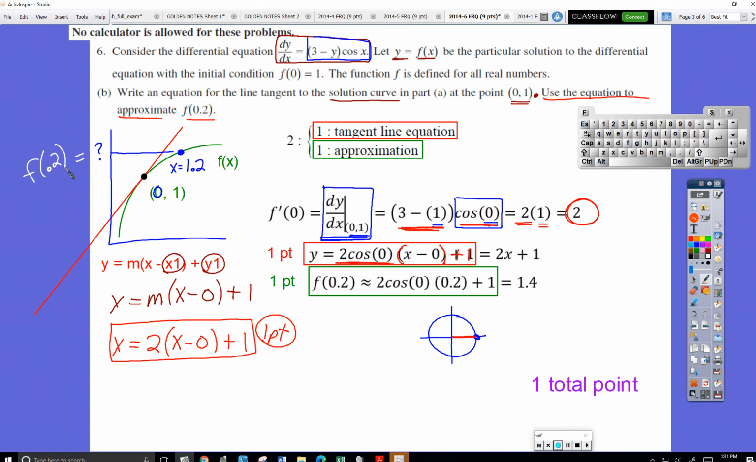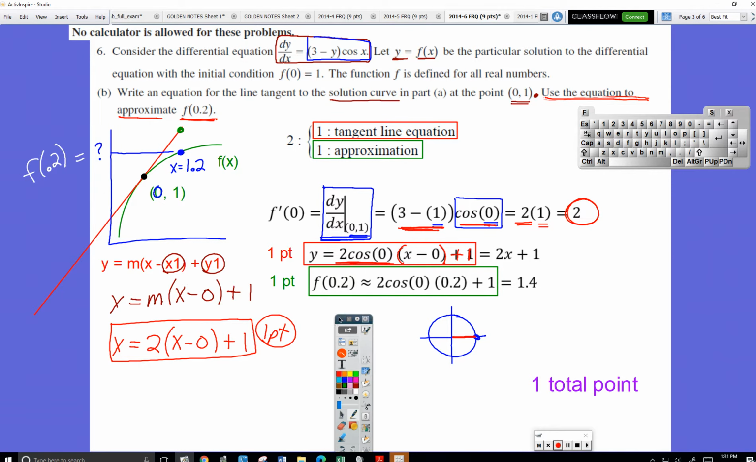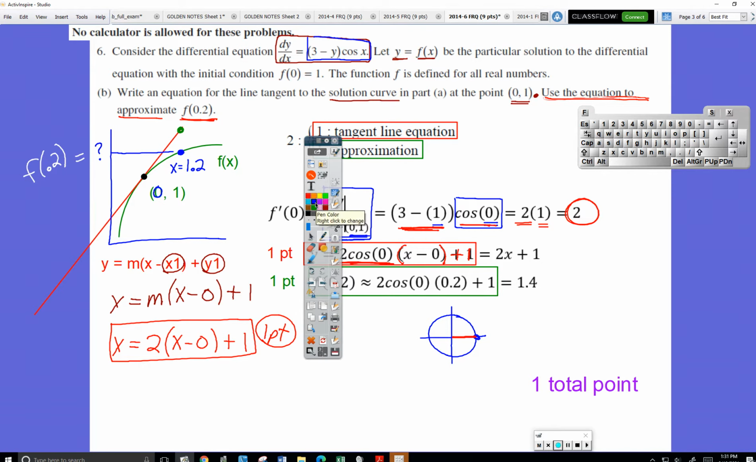But we're not supposed to find that value. We're supposed to use the equation of the tangent line to approximate f of 0.2. So what we're going to do instead is, instead of finding the y-coordinate of that blue dot right here, which would be this y value, we're going to go find this y value right here. That will be our approximation for that y value. So remember that this equation here, y equals, this is how we can find any point on the tangent line.